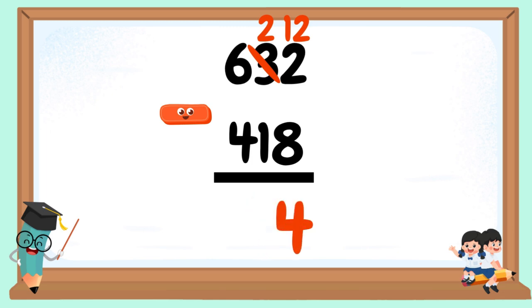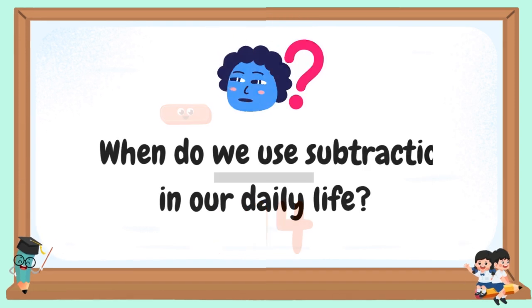12 minus 8 is equal to 4. 2 minus 1 is equal to 1. And 6 minus 4 is equal to 2. 214 is our difference.